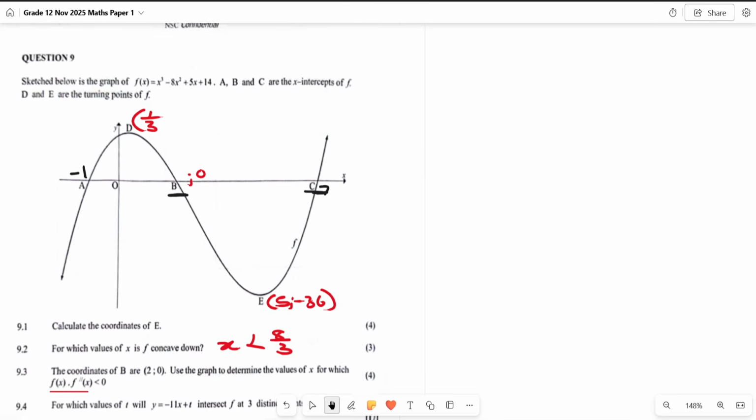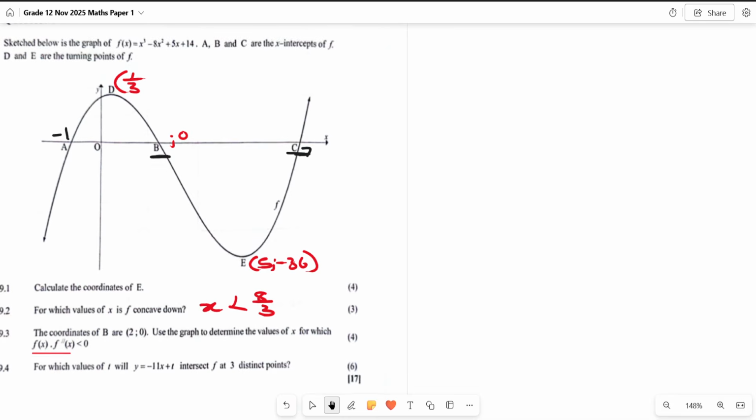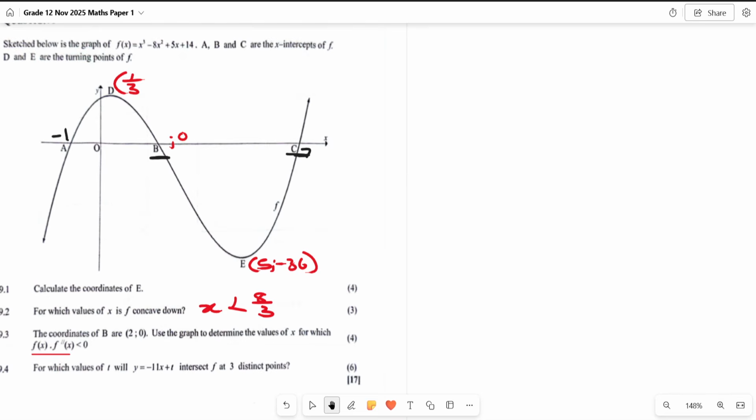So let's do the last part, the 6 marks, and see if we can get them. They say that for which values of t will y, the first equation, y is equal to minus 11x plus t, intersect with the original graph. Let's just stop there and find out where these two graphs are meeting first. So the other graph is f of x is equal to x cubed minus 8x squared plus 5x plus 14.